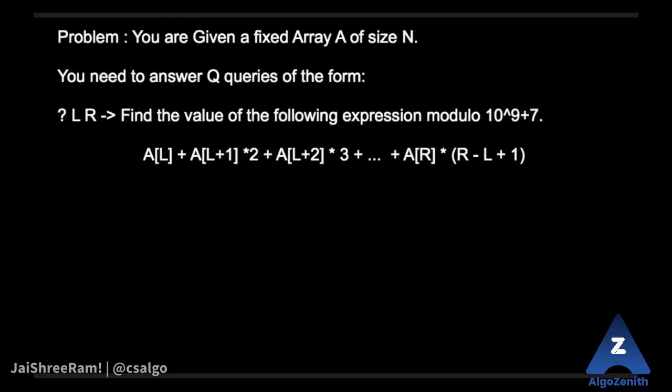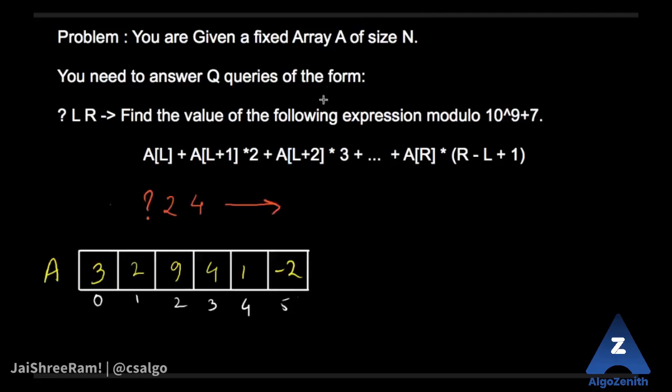You need to find the value of the expression modulo 10 to the power 9 plus 7, and the expression is A of L plus A of L plus 1 multiplied by 2 plus A of L plus 2 multiplied by 3, and so on up to A of R multiplied by R minus L plus 1. As you can see, each value in the array is multiplied by its corresponding position in the sequence between L to R. So A of L gets multiplied with 1 because it is the first element in L to R, A of L plus 1 gets multiplied by 2 because it's the second element, and so on. So we need to find the value of this expression.